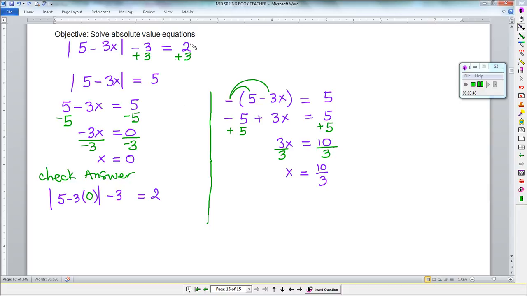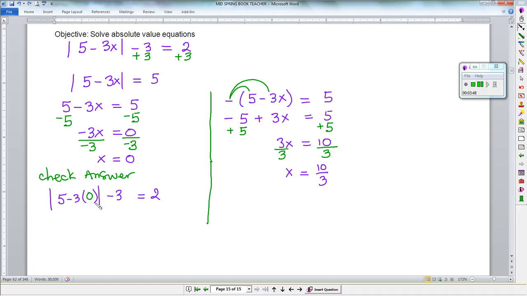Now what happens if you don't want to substitute into the original equation? Can you substitute into the equation after we add 3 on both sides? Yes, that will be okay. I'm just going to substitute into the original equation.